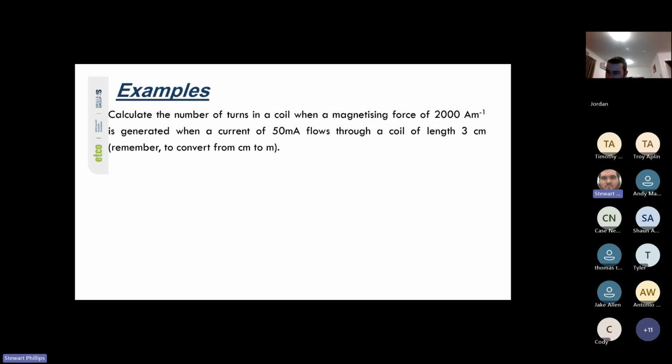Cool. So another one. We'll calculate the number of turns in a coil when a magnetizing force of 2000 amp meters is generated when a current of 50 milliamps flows through a coil of length 3 centimeters. So remember to convert the centimeters to meters. Cool. So we take the formula H equals Ni divided by L, and we convert it to N equals HL divided by I.